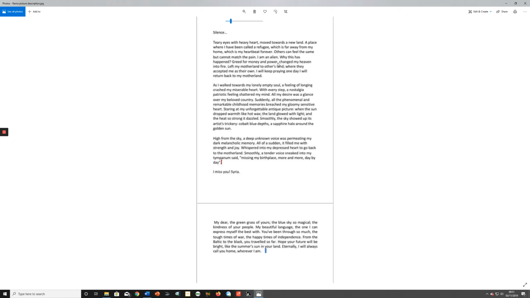Get rid of that comma between power and changed. Left my motherland to others' land, to another's land. Oh, good. You're good. You've made an effort here with punctuation. I can see this because you can use a semicolon instead of and or but. So well done for using that. Let's have a look if it's correct.